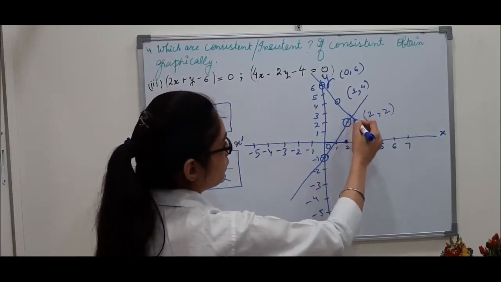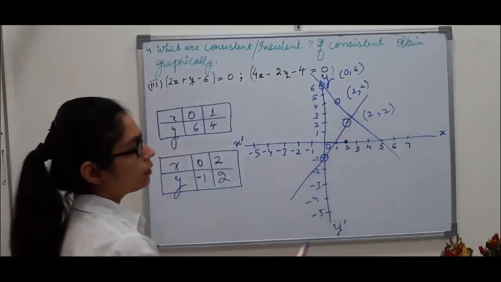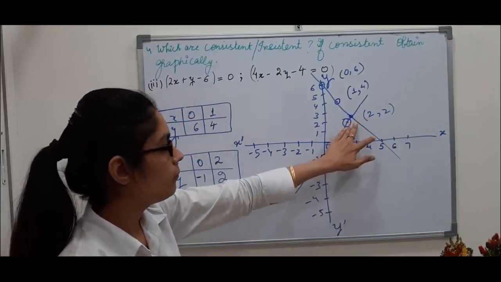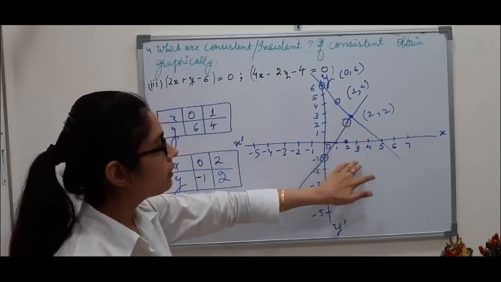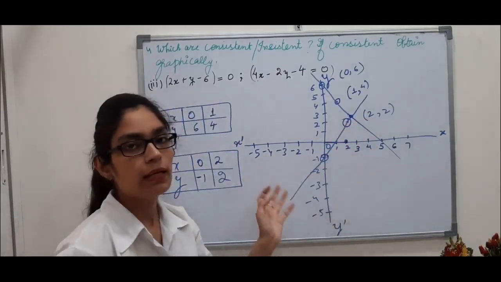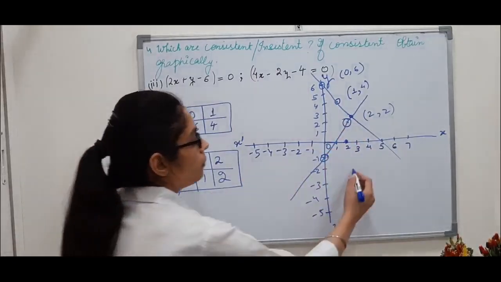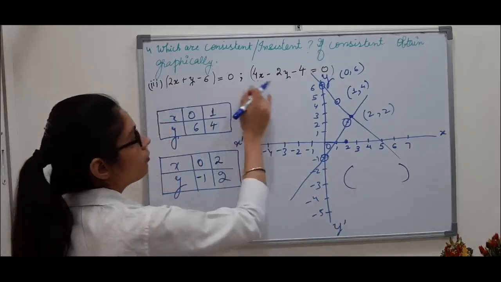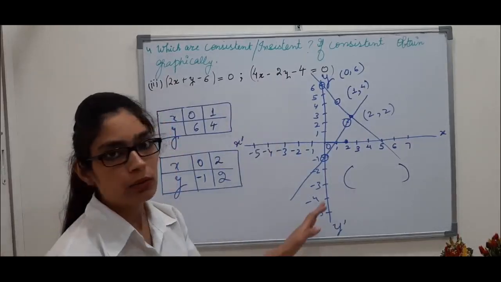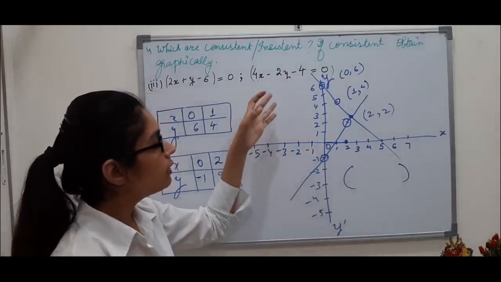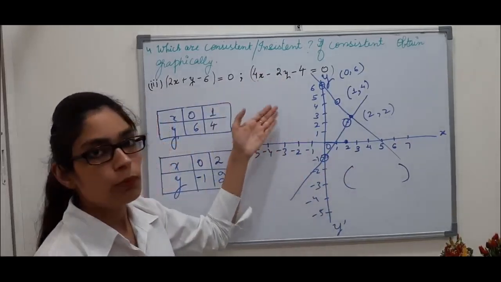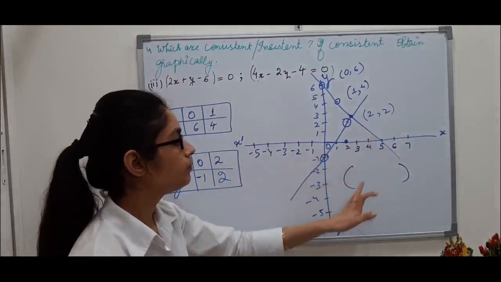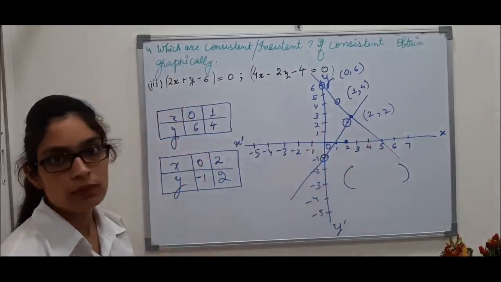I can see the two equations are intersecting each other. Now at the intersection point, whatever values I am getting for x and y, that will be my solution for this pair of equations. You have to find those values yourself. The reason is that the graph on your notebook will be more clear and more accurate, so you can find the values.